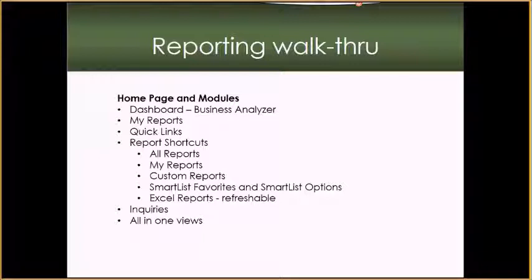We're going to take a look at quick links, and then we'll go into the reports shortcuts. So we'll look at all reports, My Reports, custom reports. We'll take a look at Smartlist, Smartlist favorites, and the Smartlist options window. Then we'll get into the Excel reports, and I'll show you how to do a refreshable Excel report. We'll take a look at inquiries and then some all-in-one views. And once we get through those, then we'll go back and look at SSRS reports and Power BI.